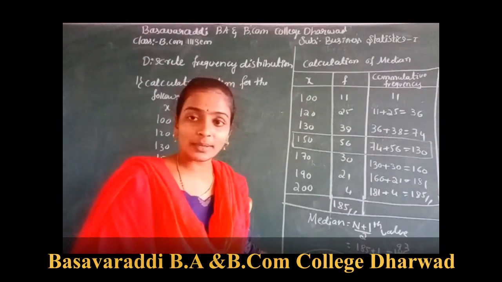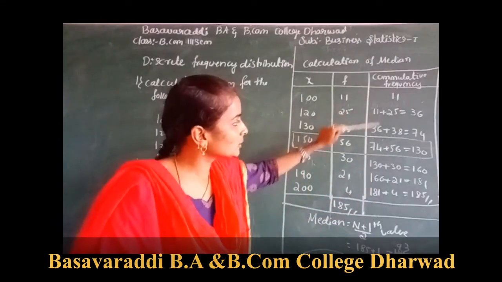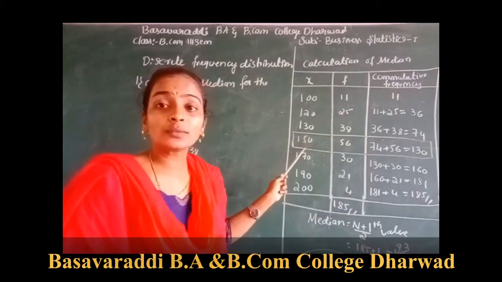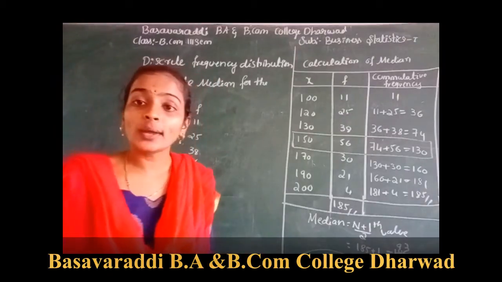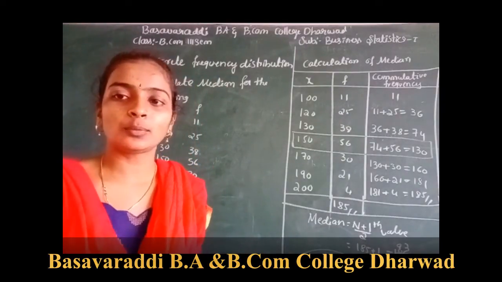185 plus 1 divided by 2, 186 divided by 2 is 93. The 93 value under cumulative frequency comes at 150. So median is 150. Okay, I hope you understood. Next, let us solve another problem.